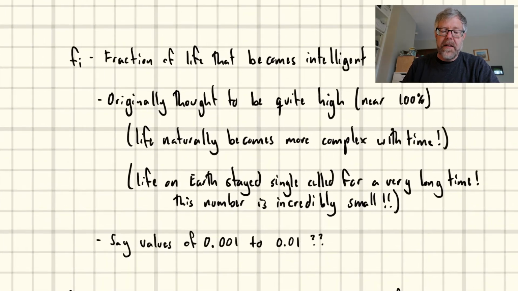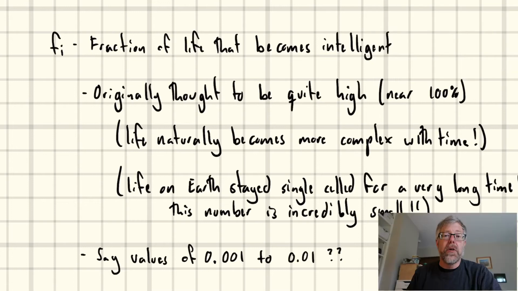Okay, then the fraction of life that becomes intelligent. Originally, people thought that this was very high, so near 100%. Basically, if life exists, it will become intelligent. It will become more and more complex with time. It will eventually, all civilizations lead to people and things that can be very, very complicated. But that's pretty biased towards thinking that we're the best, and that we're naturally what everything is made to come to.